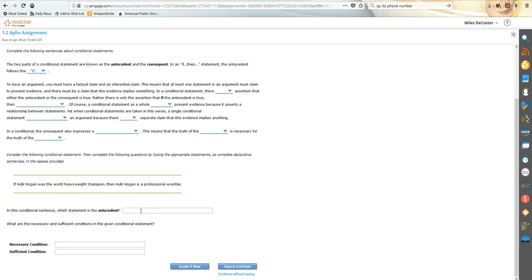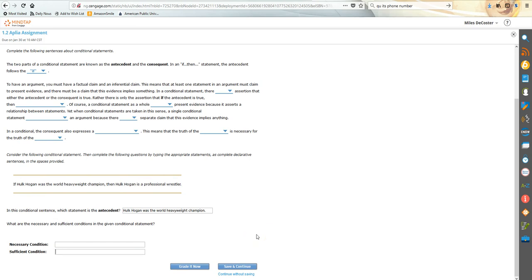So they want me to say what the antecedent is. Well, the antecedent is the part that follows if, the first part of a conditional. So I'm going to say Hulk Hogan was the world heavyweight champion. All right, that's done. What are the necessary and sufficient conditions in the given conditional statement? Well, here's the deal. Whatever follows if, the antecedent of a conditional statement, that's going to be the sufficient condition. The thing that if that's true, it guarantees something else is going to be true.